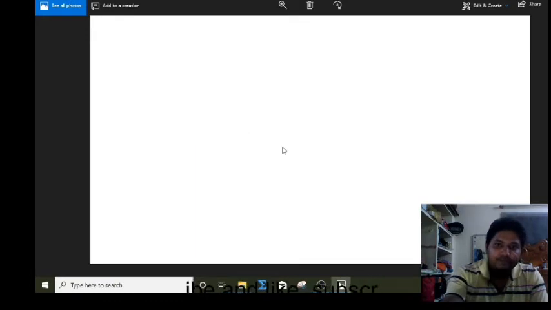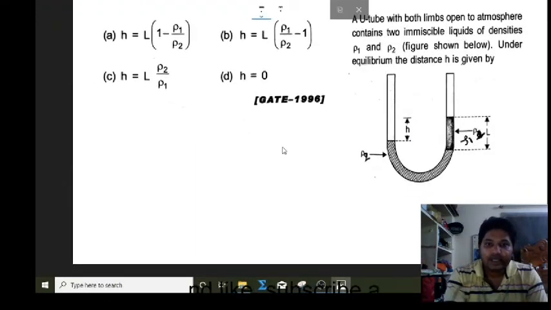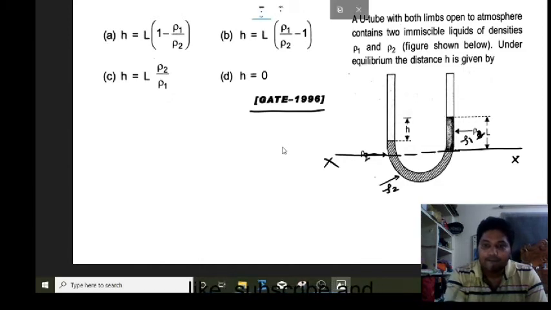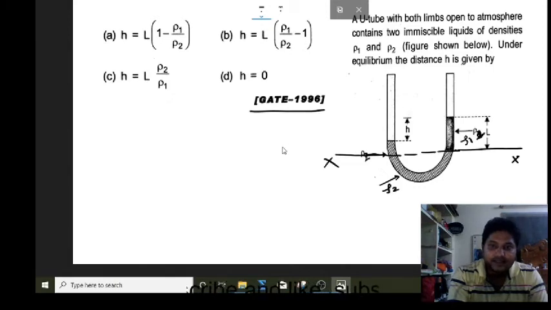Now this is also a GATE 1996 question. It is asking for a relationship between H and L. If you assume a reference axis, this is my reference axis x. This is the density of the mercury, and this one is the density of fluid 2. Suppose this point is my C and this point is my D. Pressure at point C will be equal to pressure at point D.